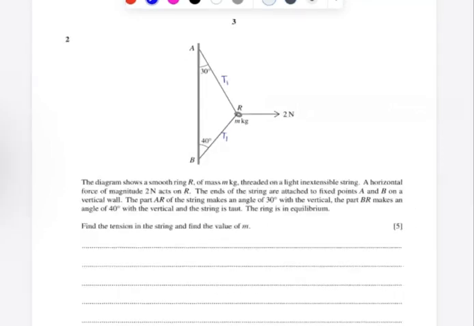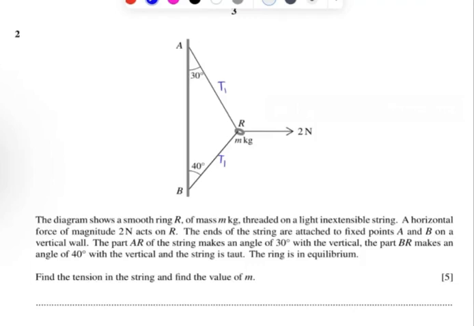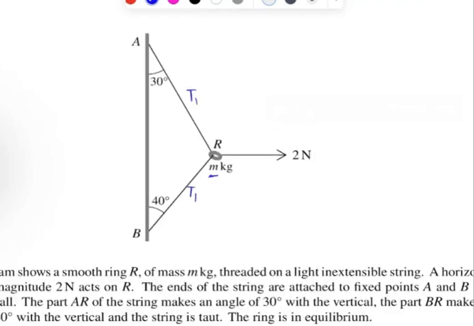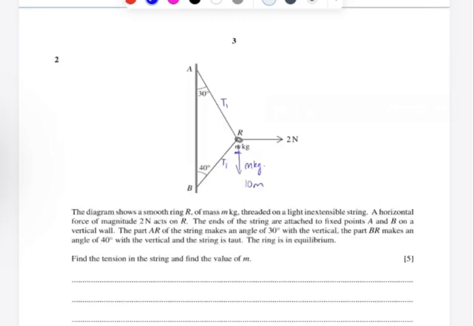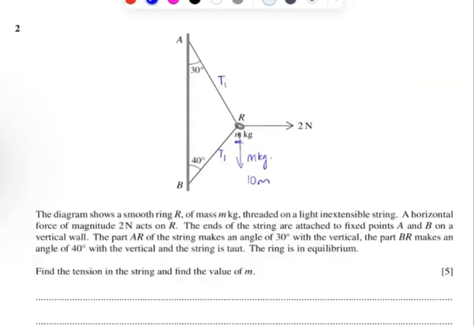Okay. And then the other thing that I'm just noticing here before I've even read the question is that you've got a mass. So this is going to be m kgs hanging down, so it's 10m. Right. Let's actually read the question.